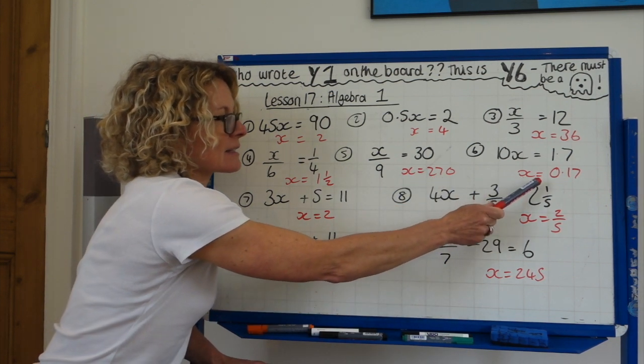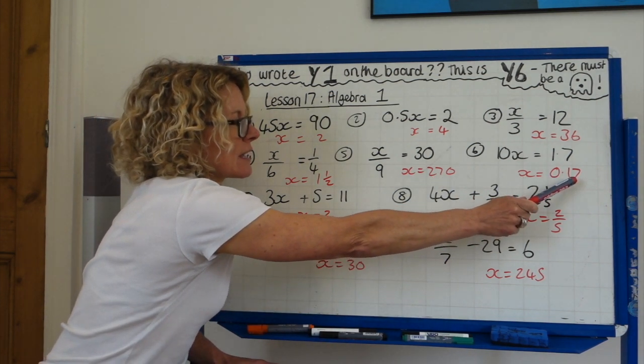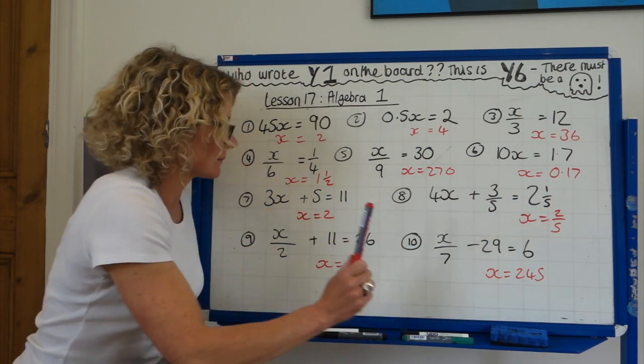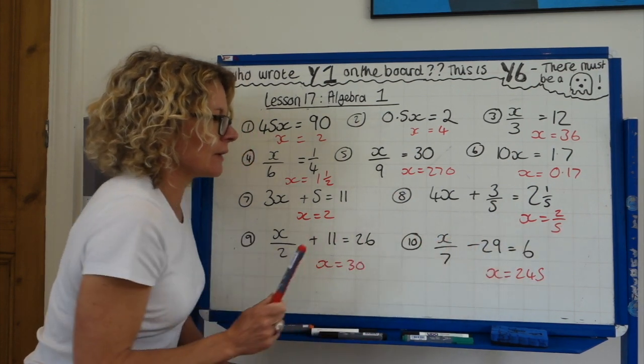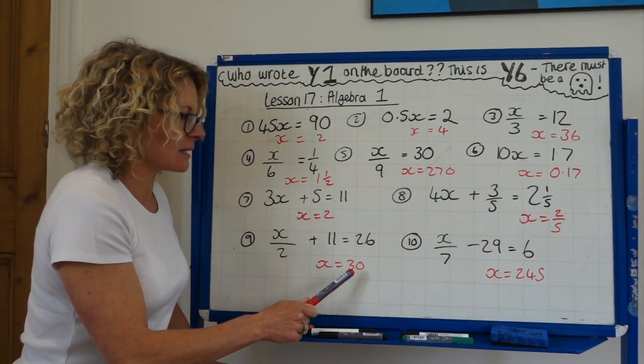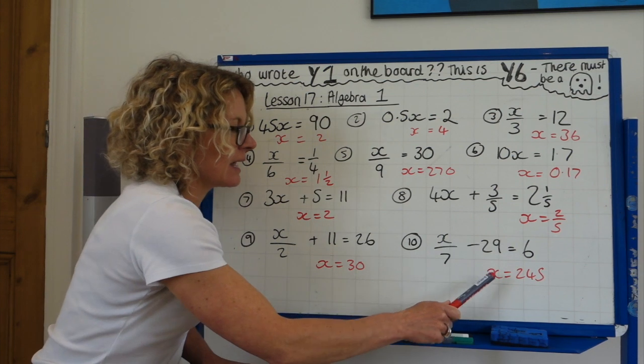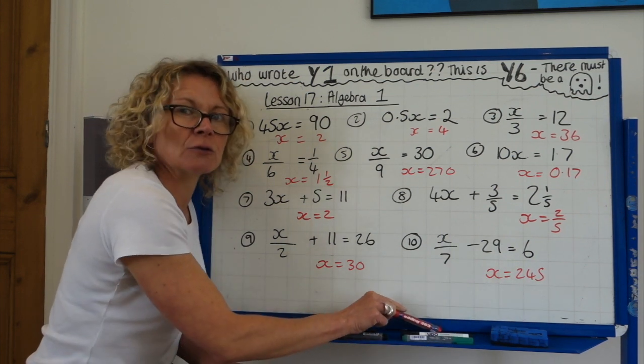Number 6, x equals 0.017. Number 7, x equals 2. Number 8, x equals 2/5. Number 9, x equals 30. And number 10, x equals 245.